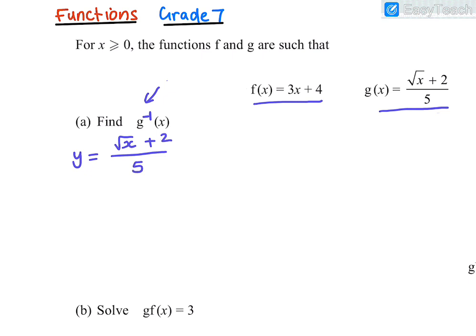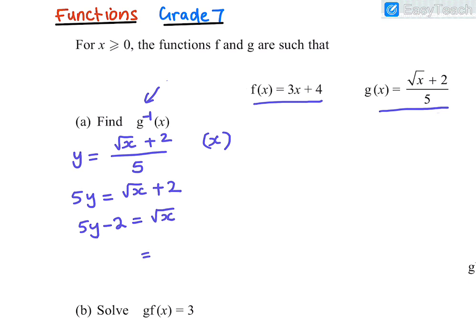And now we make x the subject. So we want to make x the subject here. So first I'm going to multiply both sides by 5. So we have 5y equals root x plus 2. And then take away 2 from both sides. And we get 5y take away 2 equals square root of x.